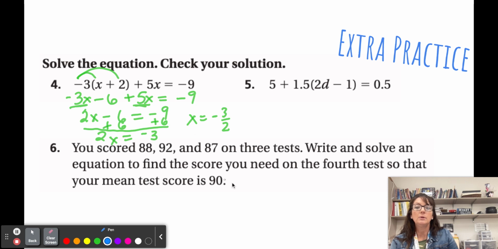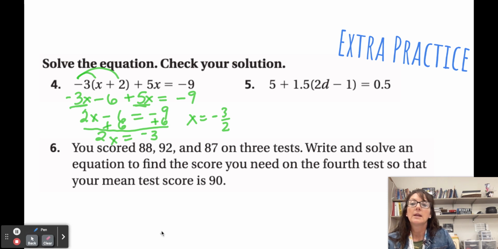I'm going to switch to blue here. For number 6, I'm going to skip number 5 for now, but in this case you would be distributing this 1.5. So always double check, if it's in the middle of a problem, the sign in front of that. So this happens to be a positive 1.5, but sometimes it could be negative. So that's something to watch out for.